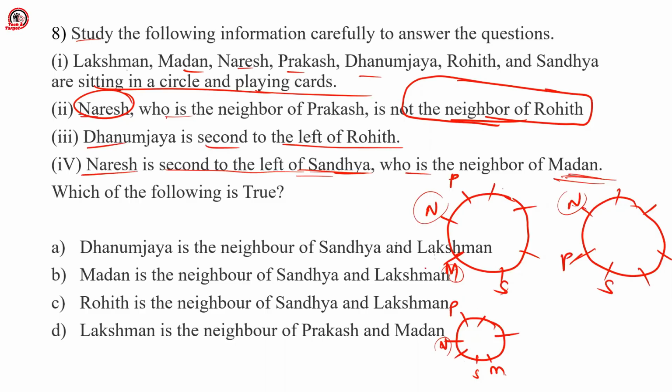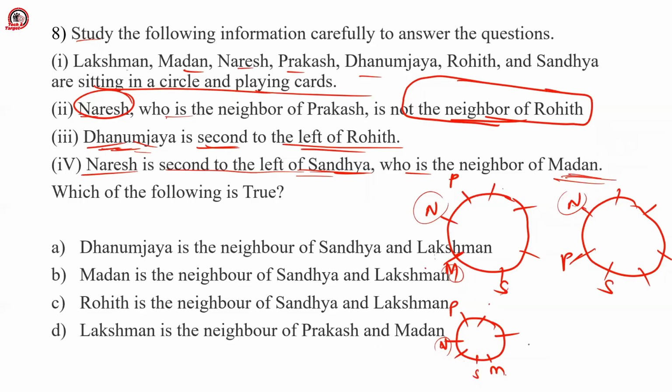Now this statement is also over. Now what is the second, third statement that we have left? So the third statement was Dhananjay is second to the left of Rohit. So Dhananjay is second to the left of Rohit. How can we mention that using this one?